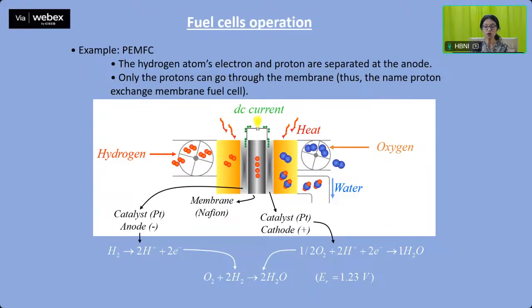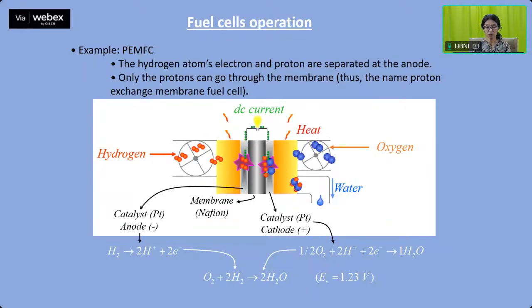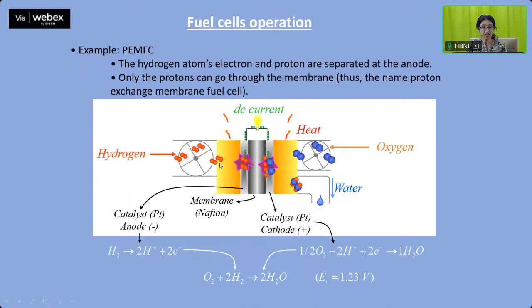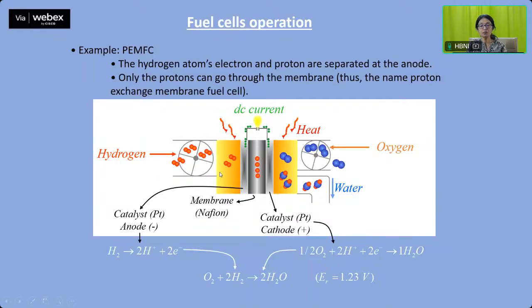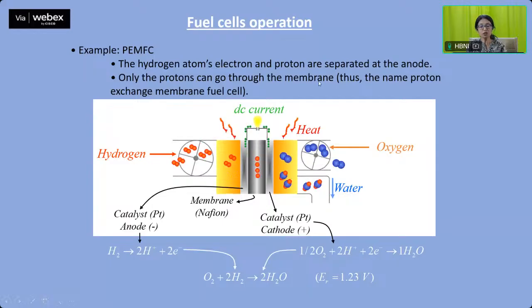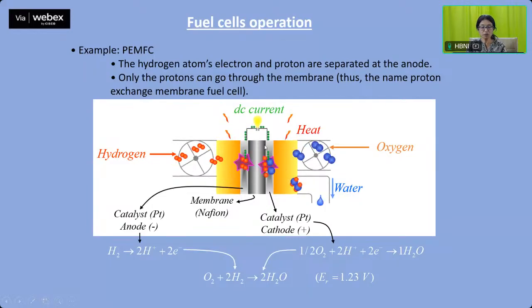So if you look into the fuel cell operation, let's see how it is moving around. What we are discussing is the proton exchange membrane fuel cell. The hydrogen atoms, electrons and protons are separated at the anode. You have the anode here, hydrogen is moving in, and the proton gets separated. It moves through this membrane because it is a proton exchange membrane, so only the protons can go through the membrane. That is why it's known as a proton exchange membrane fuel cell.